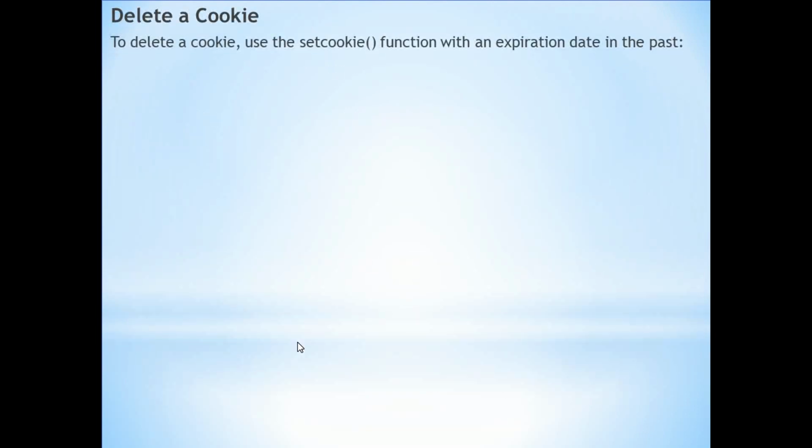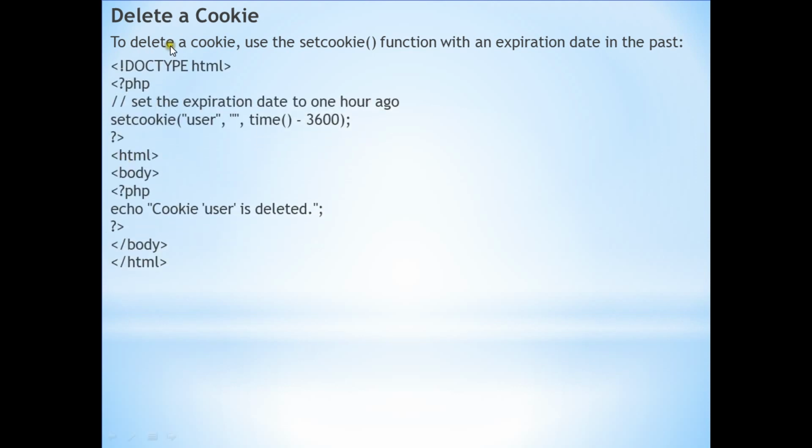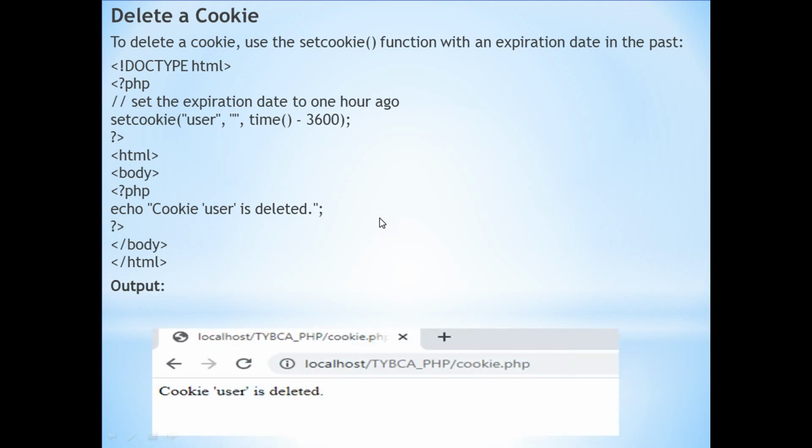To delete a cookie, use the setcookie function with an expiration date in the past. So use PHP and set the expiration date to 1 hour ago. Like this you can delete the user cookie. The output will be like this: cookie user is deleted.